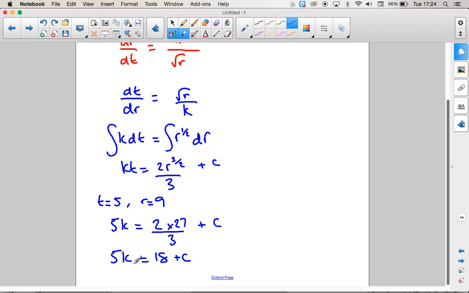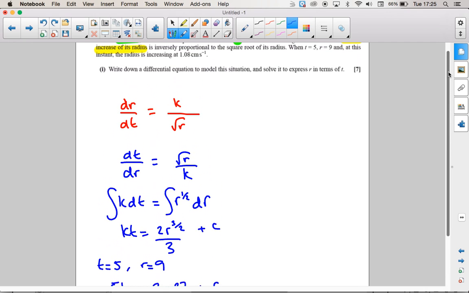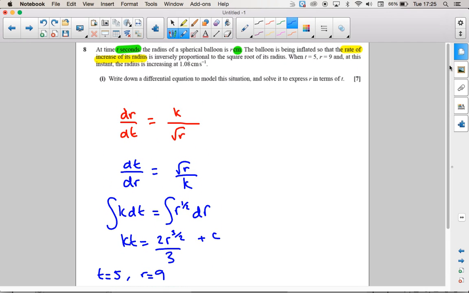So, unfortunately, we've not actually been able to work out k or c. Usually they'd give us a second piece of information and we'd be able to work out both k and c. Now, they have given us a piece of information, but they've given us a weird piece of information. They've given us a rate of increase. So we need to substitute that into this very first thing rather than into the equation that we worked out, which is a little bit unusual, but will work.